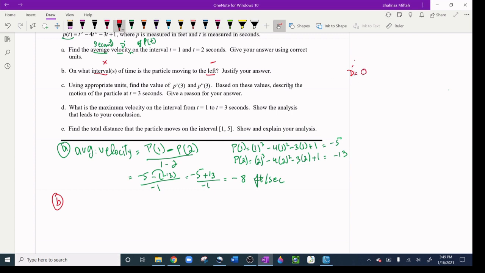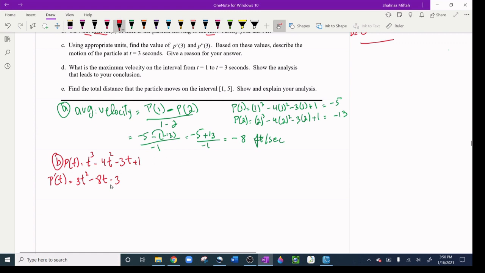I have to make it equal 0, because they're asking on what intervals. Make it equal 0, then we're going to make a sign chart. From those critical points and then the sign chart, that would decide where I'm going left, like where I'm going negative. So let's do the derivative. We have a function p of t. I'm going to write my function first. It's t cubed minus 4t squared minus 3t plus 1. So take a derivative of this, like a velocity. So p prime of t equals 3t squared minus 8t minus 3.